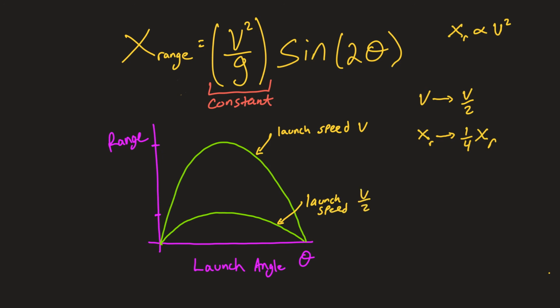Now what if we decided, hey, let's have a horizontal range that's half as much as the original one? Well, on a graph, that would look maybe something kind of like this. And you can see here, right around there, it's about half of the original one. So my question to you is, what would this launch speed need to be? We're kind of going backwards now with our proportional reasoning.